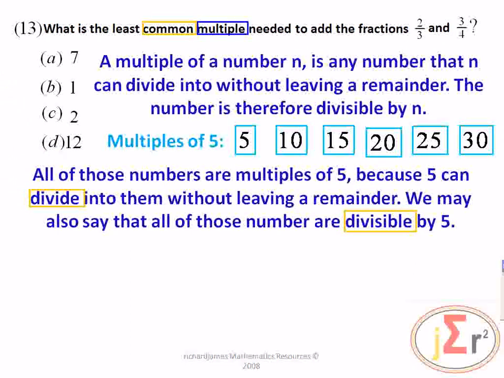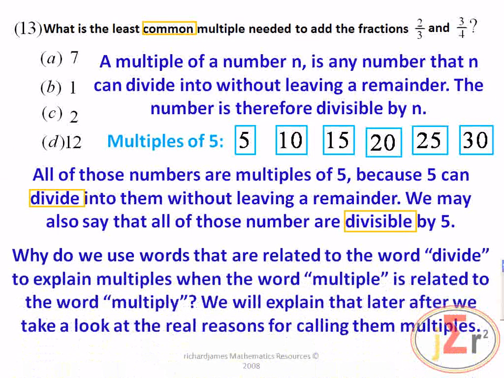Divide, divisible. Why do we use the words that are related to the word divide to explain multiples, when the word multiple is related to the word multiply? We will explain that later after we take a look at the real reason for calling them multiples.